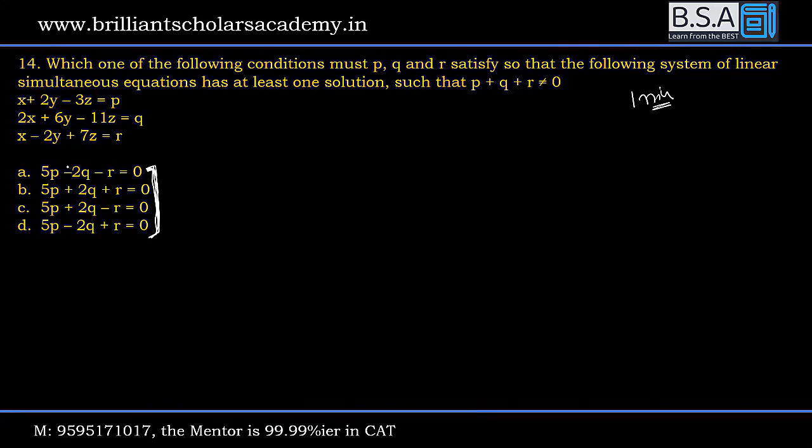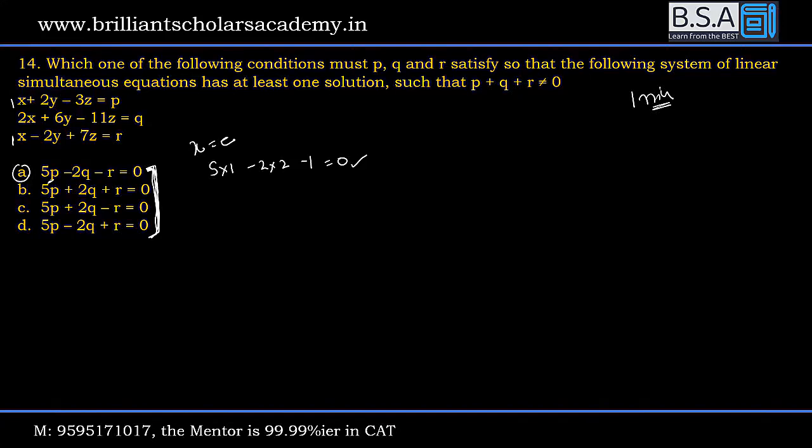Focus on the coefficients. The coefficients of x are 1, 2, and 1. If this was correct, 5 times of 1. I am putting the coefficients here. -2 times of 2, minus 1. Is that equal to 0? 5 minus 4 minus 1 is equal to 0. Yes. What did you do?